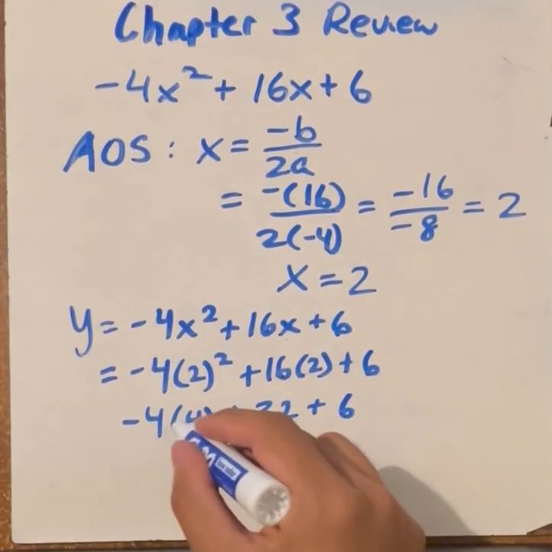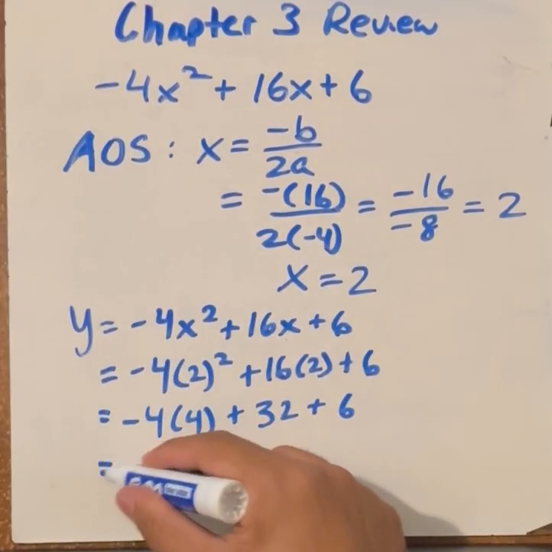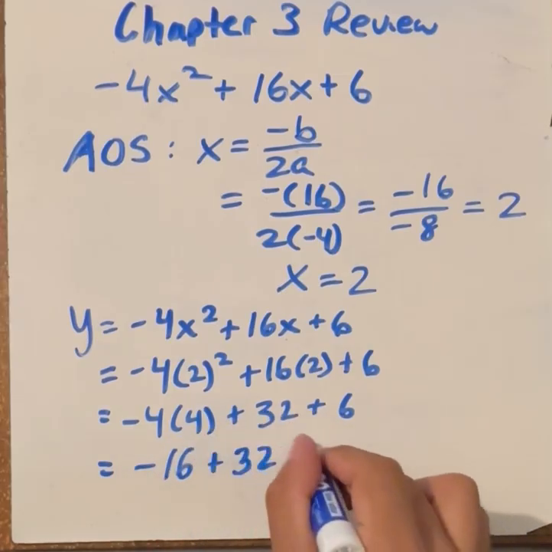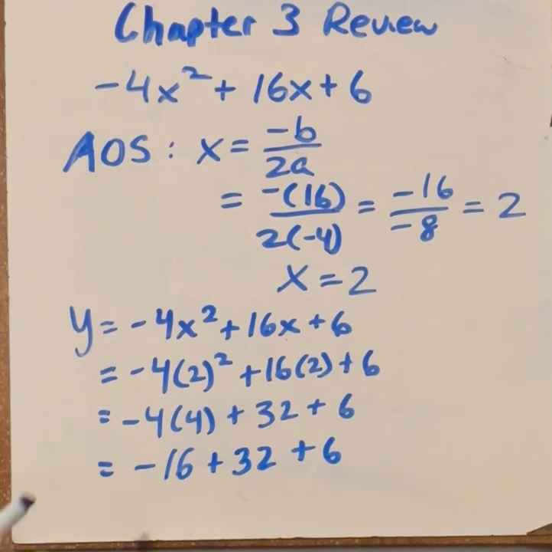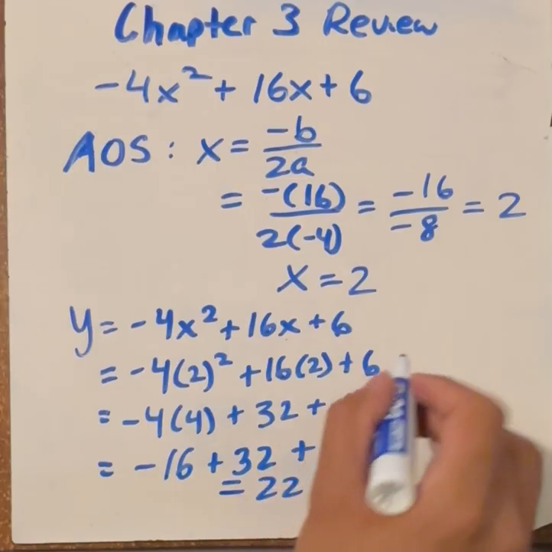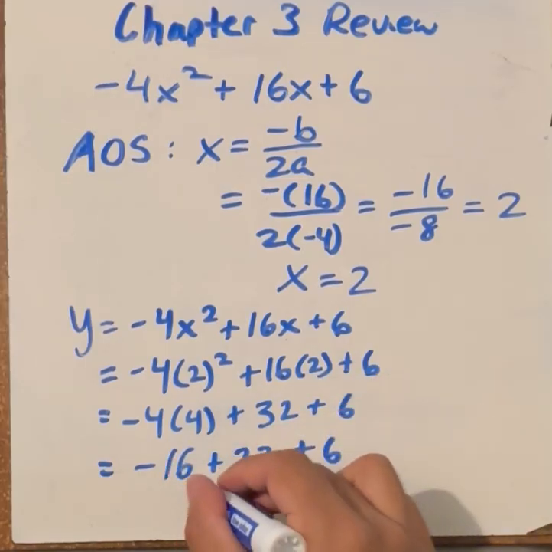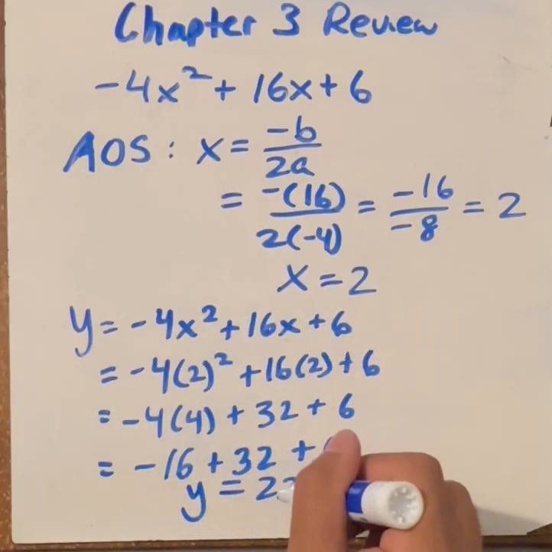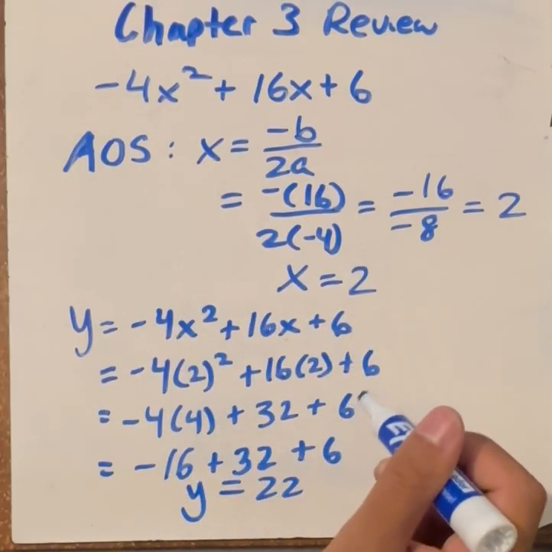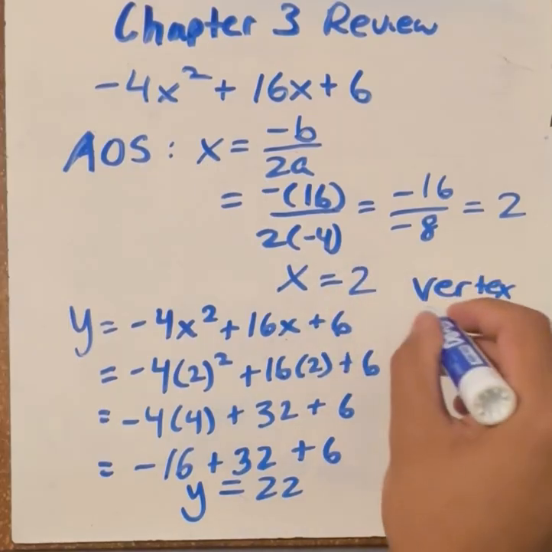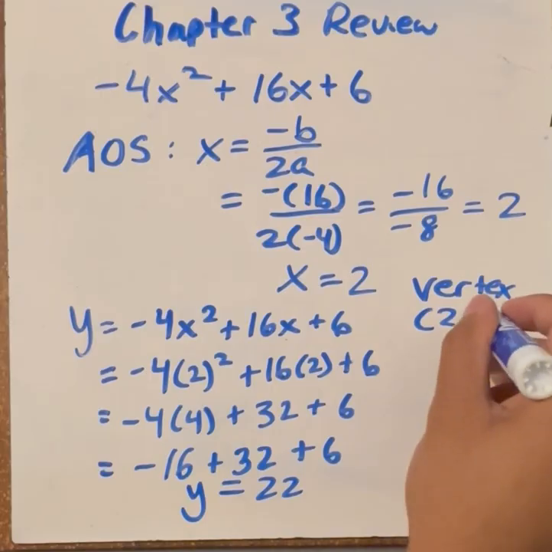Okay, so -4 times 4 is -16 plus 32 plus 6. Okay, and -16 plus 32 is 16, and then 16 plus 6 is 22. So the y value is 22. Okay, plugging it into this function, and we solve it all the way down. And so then the vertex is the x value of 2, comma 22.